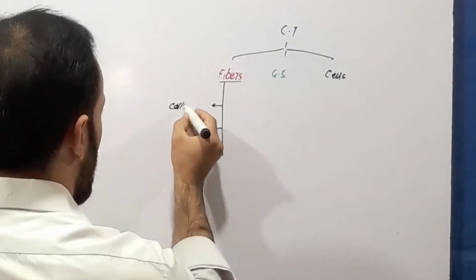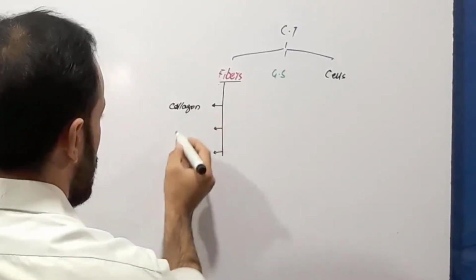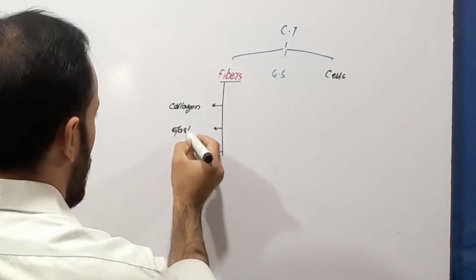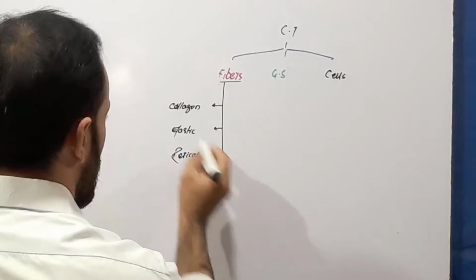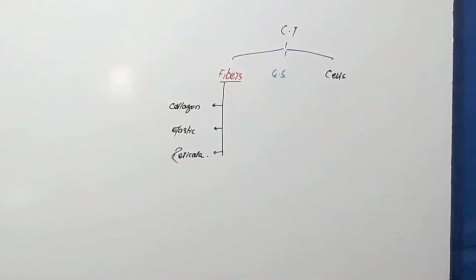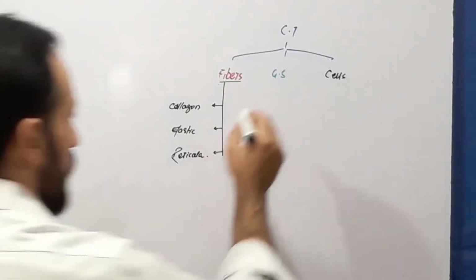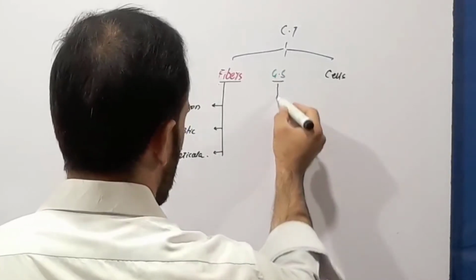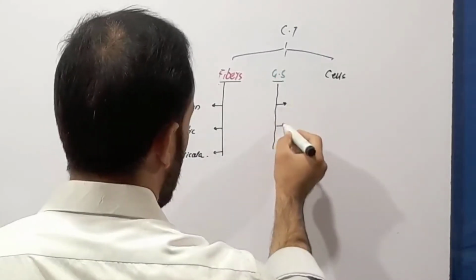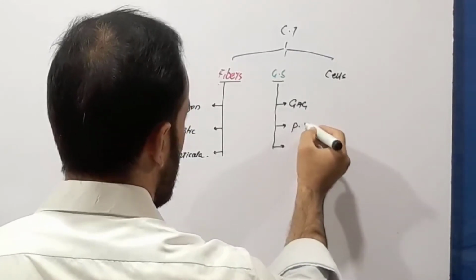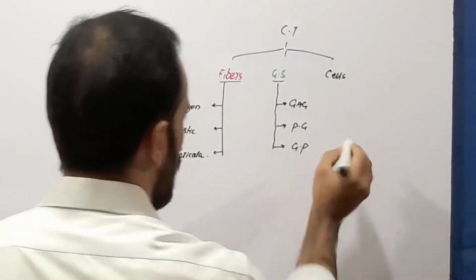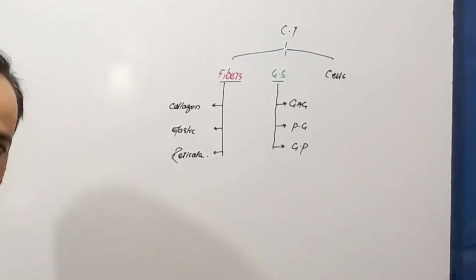The collagen fibers, the elastic fibers and the reticular fibers. These three important types of fibers are found in connective tissue. Then the ground substance was composed of three important factors: the GAGs, glycosaminoglycans, the proteoglycans and the glycoproteins. We have discussed them.